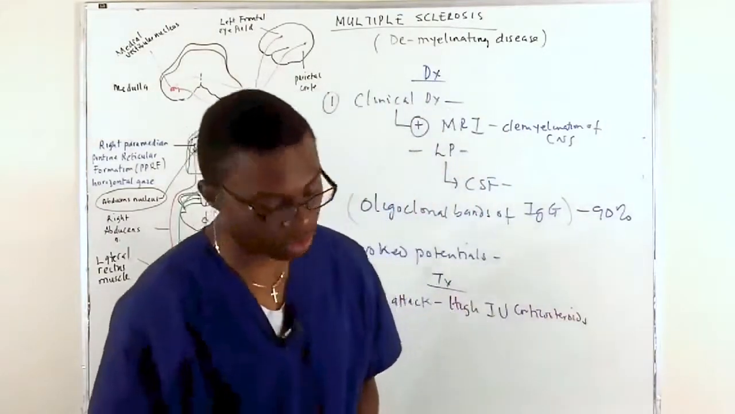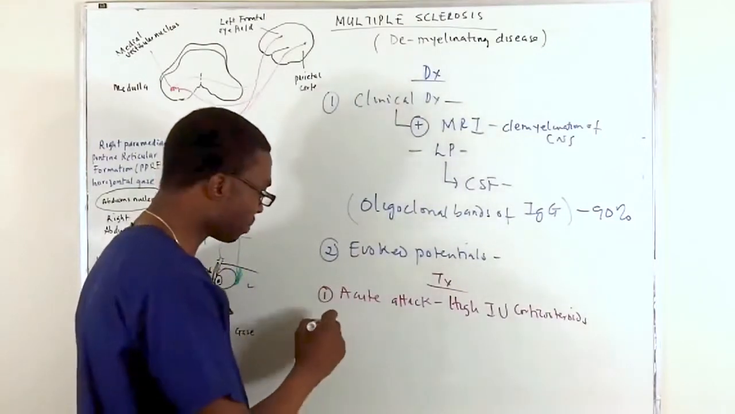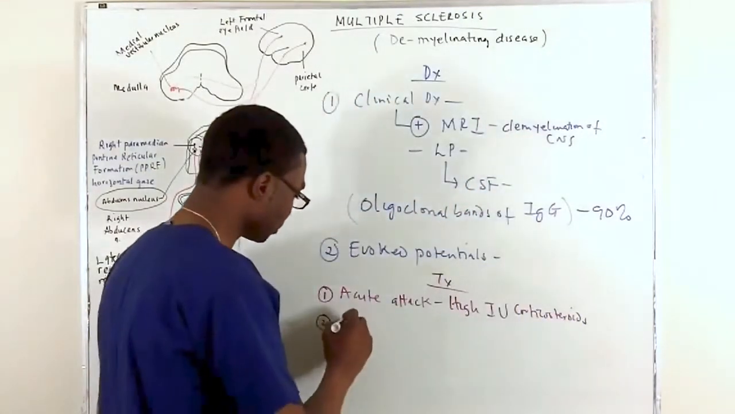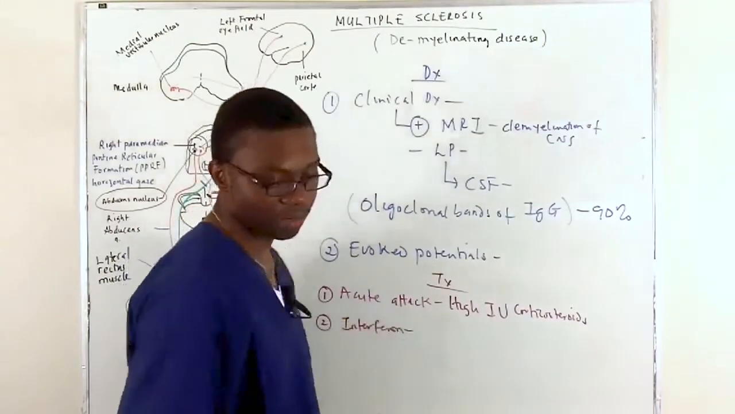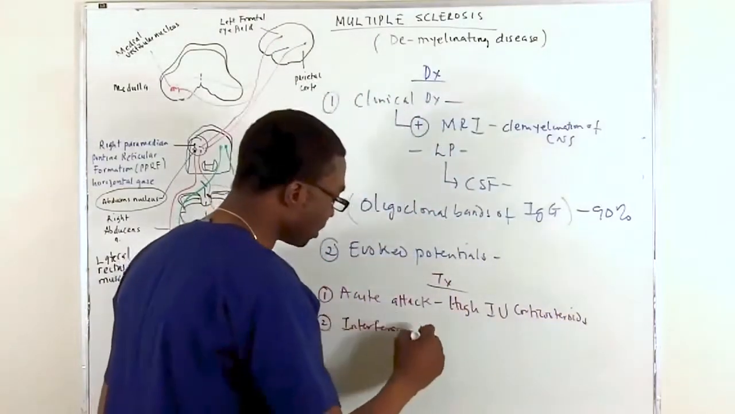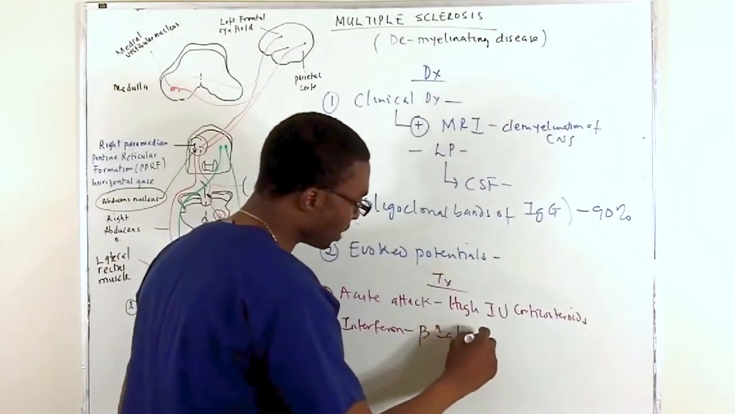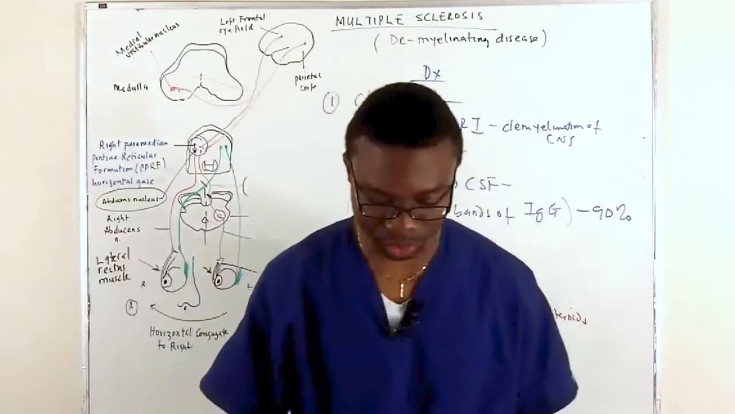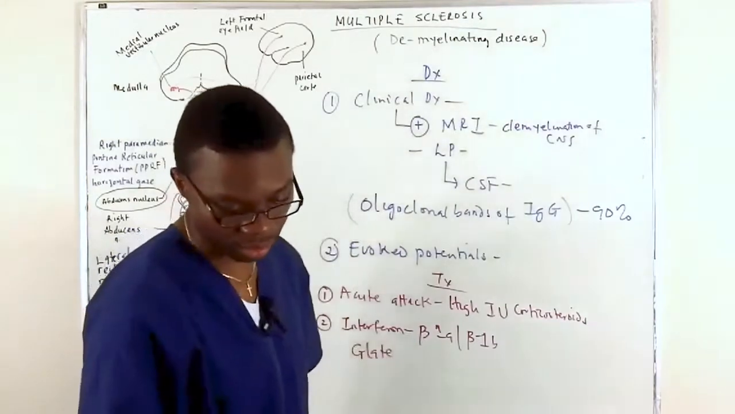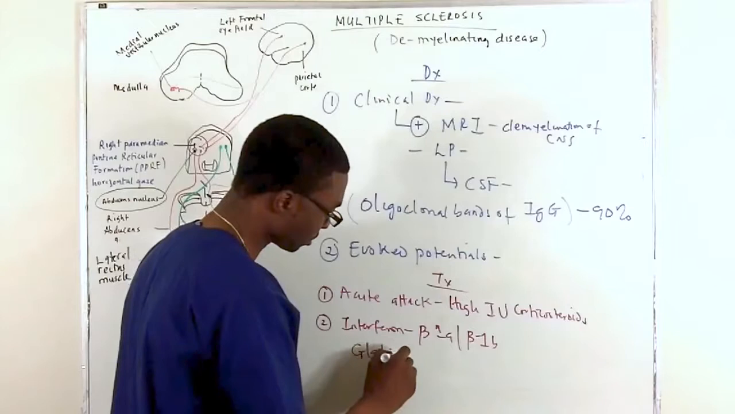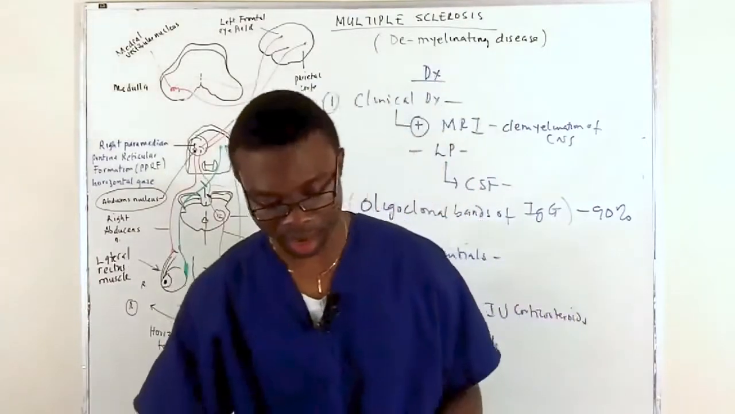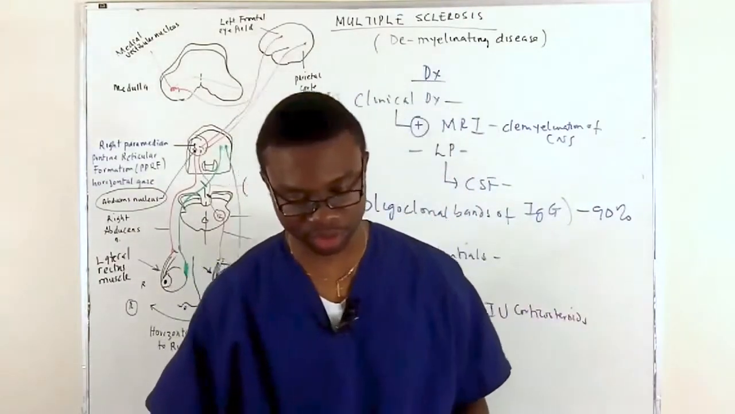Patients can also be given disease modifying therapy, and we can use interferon. What kind of interferon do we often use? We use beta 1A interferon and recombinant beta 1B. Those are the two interferon agents we use. You can also use glatiramer acetate, which is the drug of choice to help reduce the relapse rate of patients who have multiple sclerosis.